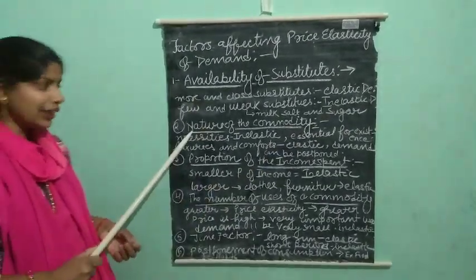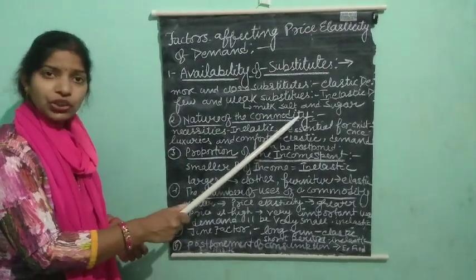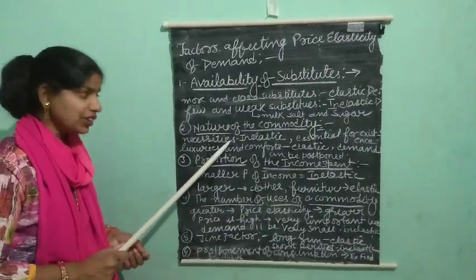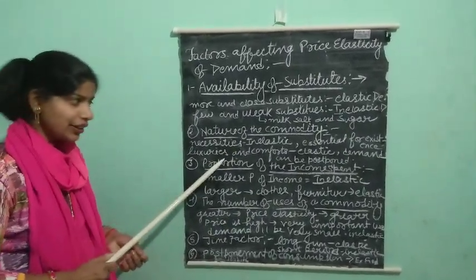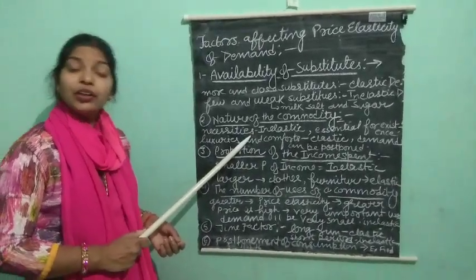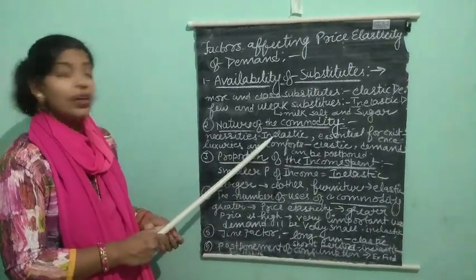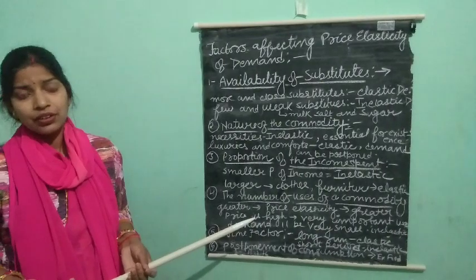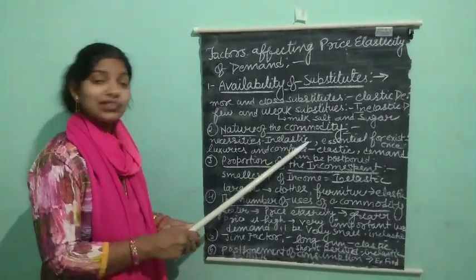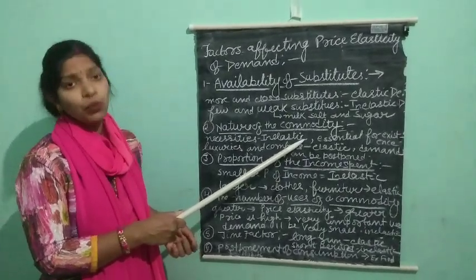Then we come to the second point, the nature of the commodity. It depends on which type of good it is: necessities, luxuries or comforts. If necessities, then the demand will be inelastic. In the case of food items, we can observe this. Whatever the price, the consumer has to purchase because these are very essential for existence, and the demand for food items can't be postponed.